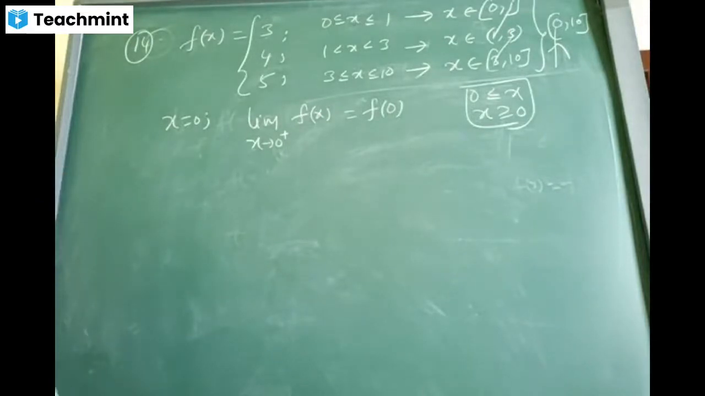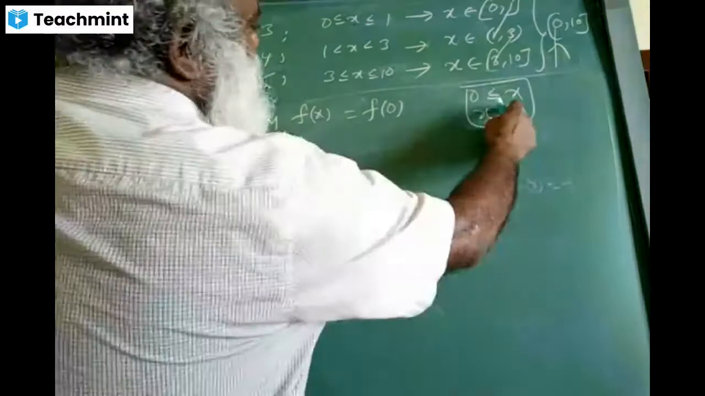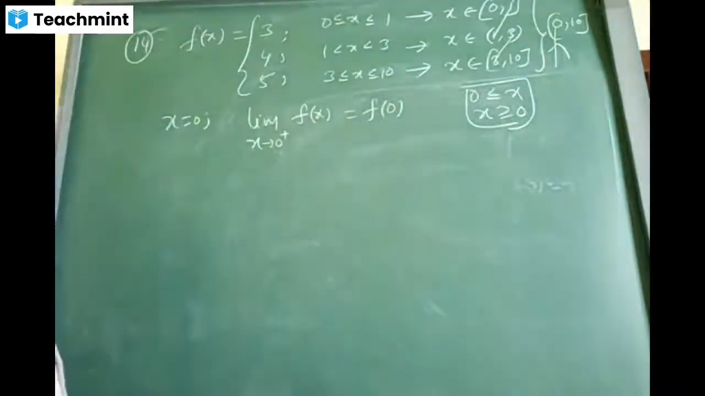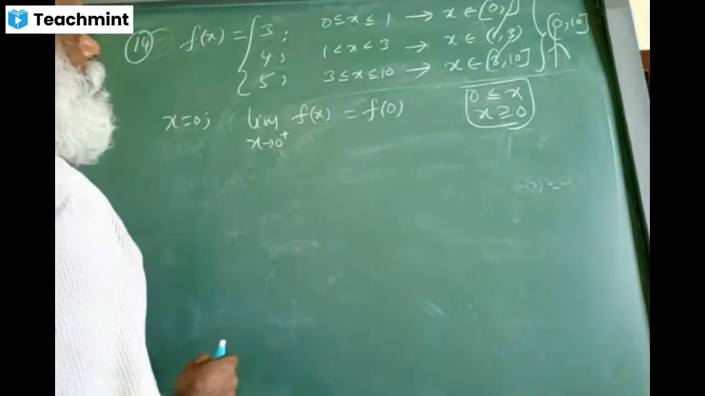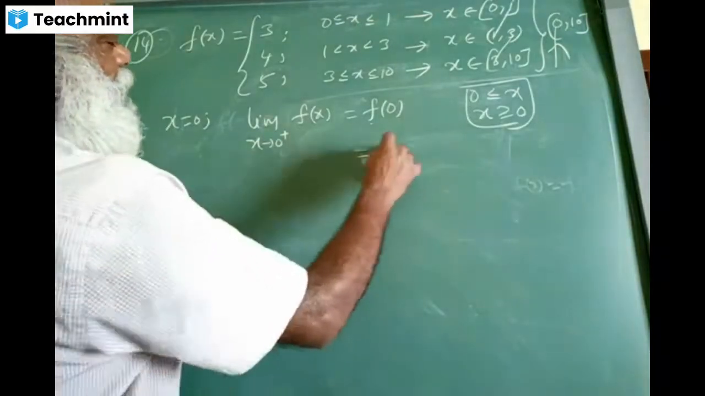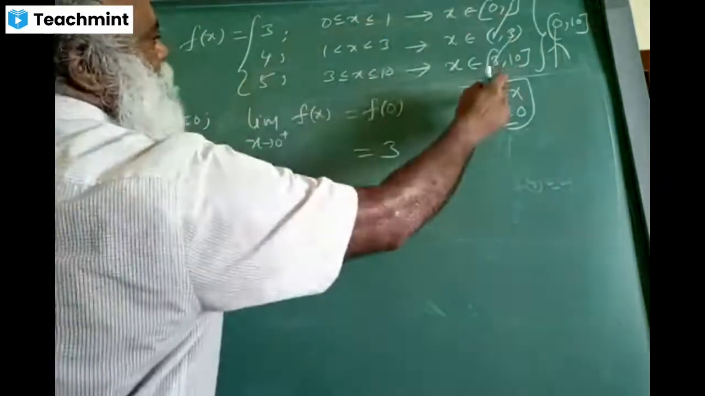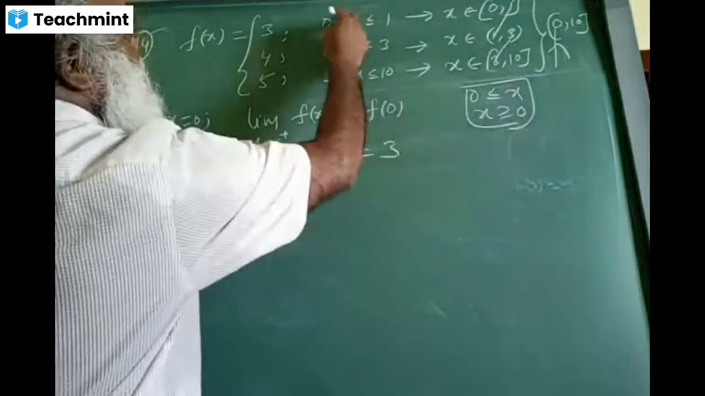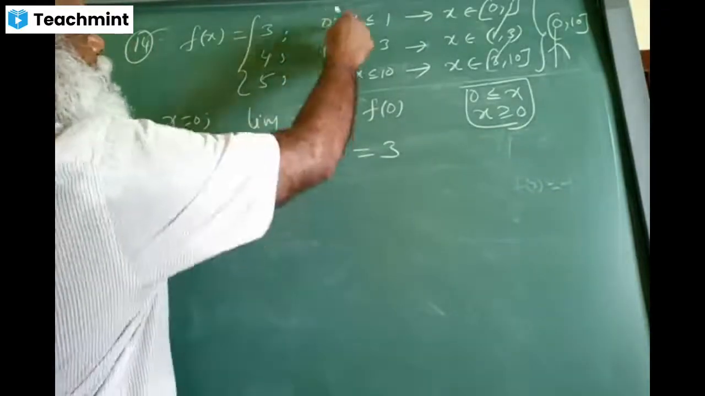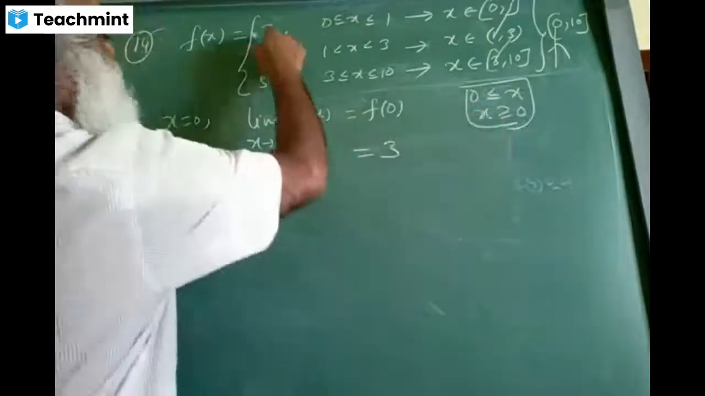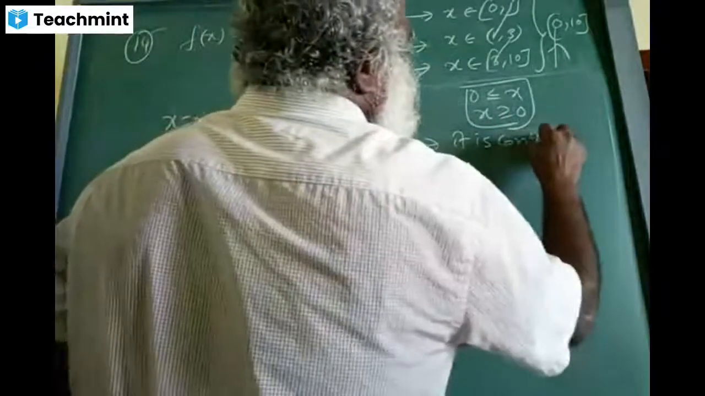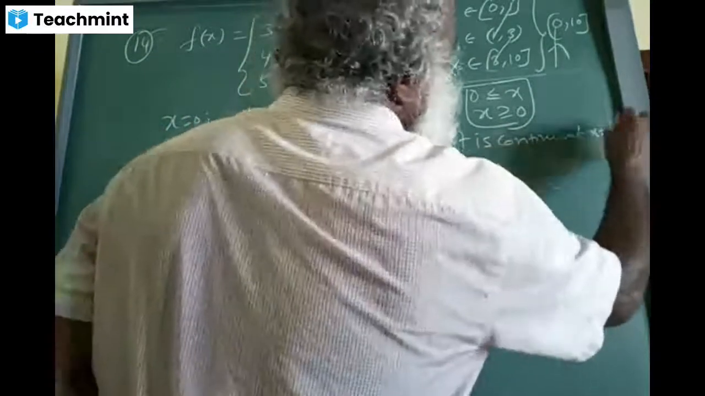What is f of x? Tell me. For x greater than or equal to 0, for 0 plus and 0, what is the function? For 0 plus it is 3. f of 0, x equal to 0, the answer is 3. Limit x tends to 0 plus f of x, x is more than 0, so that is also 3. 3 equal to 3. Hence it is continuous at x equal to 0. Formula, please.